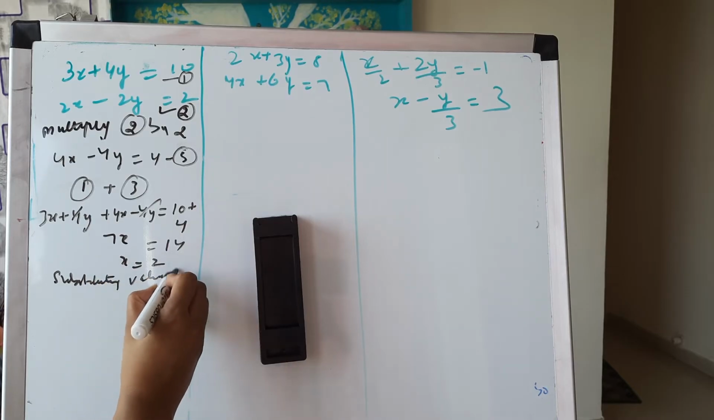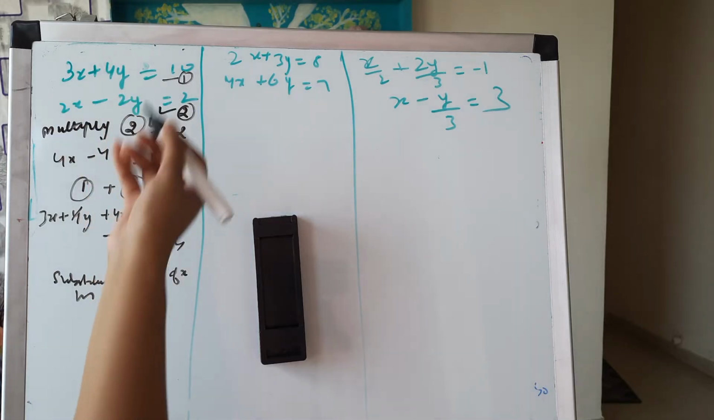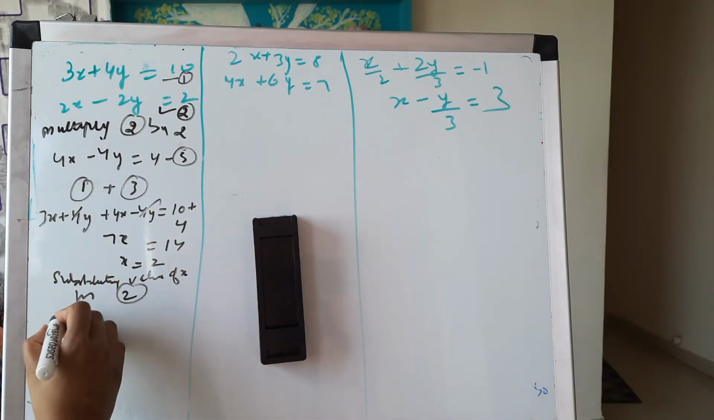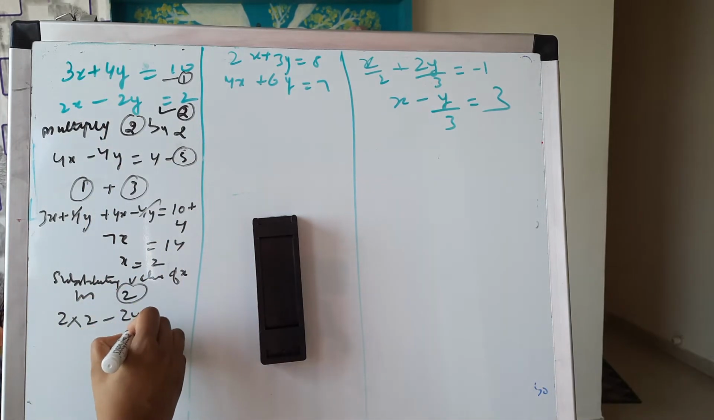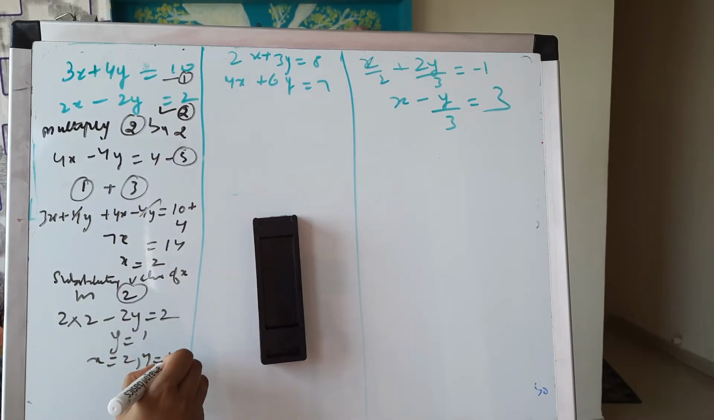Substituting the value of x in any of the equations, in 2 into 2 minus 2y equal to 2, y is equal to 1. So the solution is x is 2, y equal to 1.